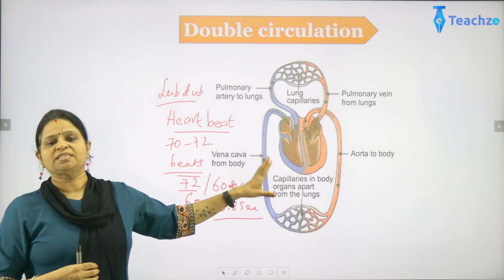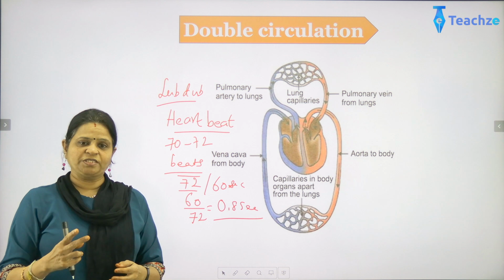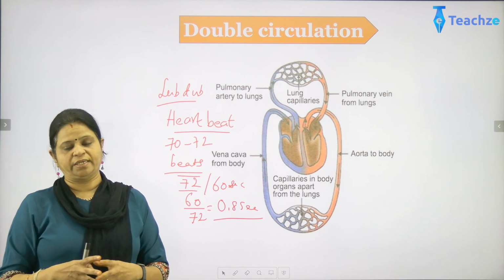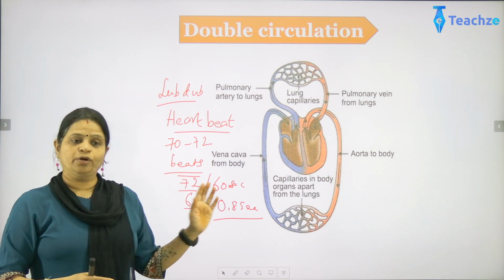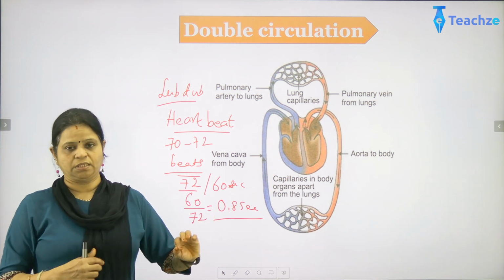So there is always a problem that the blood gets mixed in a period of time. In fishes, because the blood enters only once and moves out through the gills, it is called a single circulation. But not in the higher organisms. In higher organisms, we slowly move on to the double circulation.